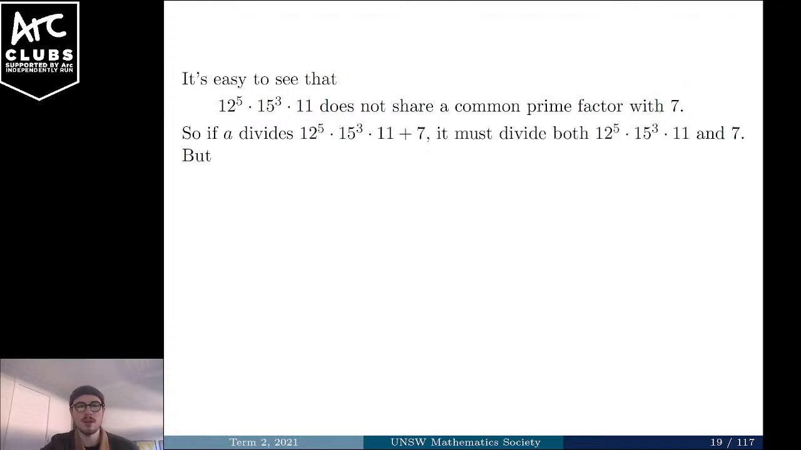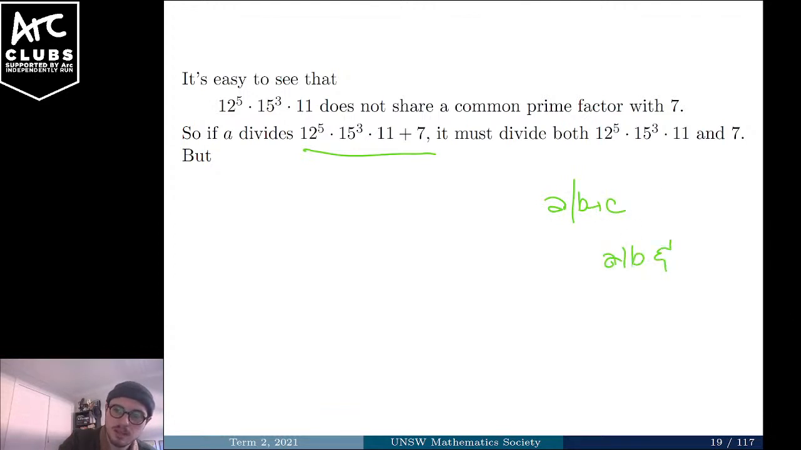So if A divides this whole number, it has to divide both parts of it. This is that linear combination thing we talked about before. If A is going to divide, what can we call it, B plus C, then A has got to divide B, and A has got to divide C. Both conditions have to be true.